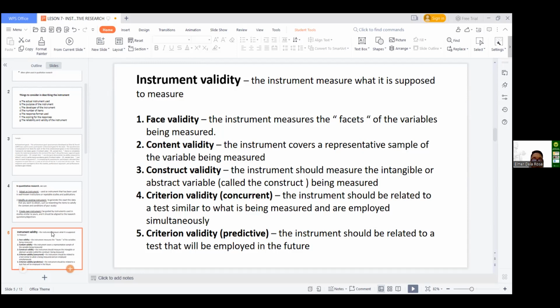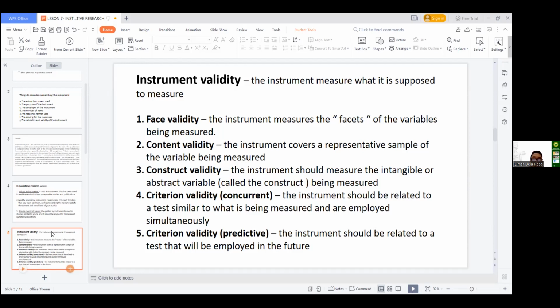Predictive naman, if we could use the instrument to predict something in the future. For example, can your test in job interview predict whether someone becomes productive 5 years after you hire them? If yes, then you can use that instrument as basis for hiring people. So ibig sabihin, hindi pa pinapakita ng tao yung kanyang ugali sa trabaho, kaya mo nang i-predict yung kanyang magiging performance if you were able to establish the criteria and validity of that instrument.